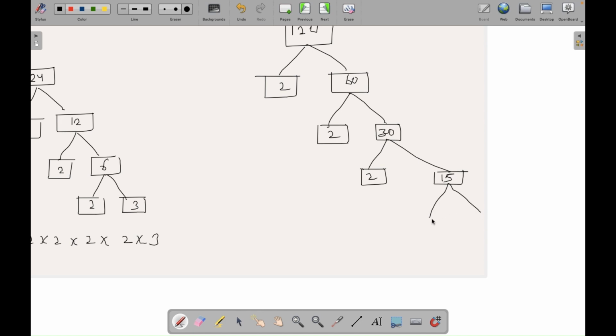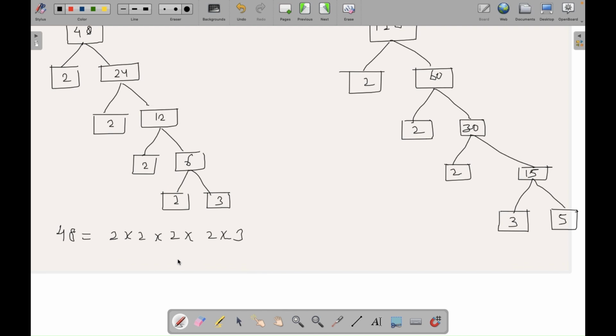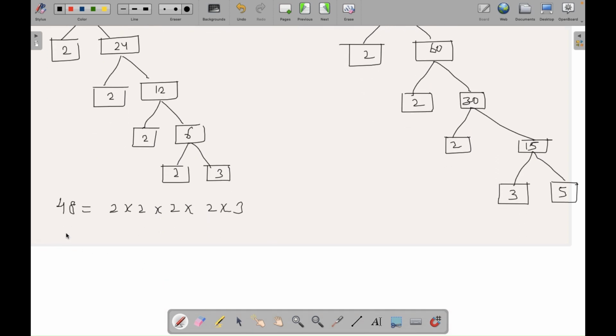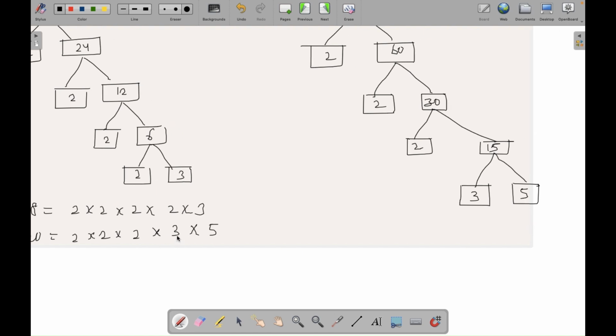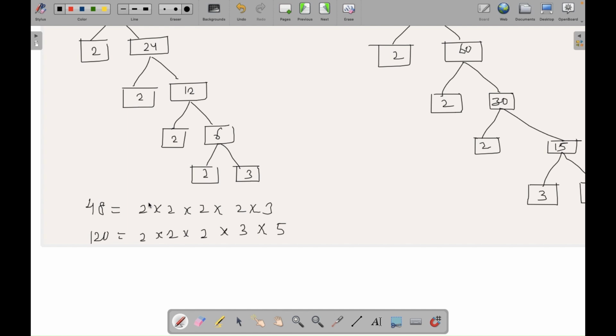Because with 2 it's not divisible, we'll move on to the next prime number, which is 3. So 3 times 5 is 15. Now all are primes, so we can write 120 as 2 times 2 times 2 times 3 times 5. Right? Now we just find whatever is common. So this is common, this is common, this is common, and then we have this 3 as common. Right? Nothing else in common.